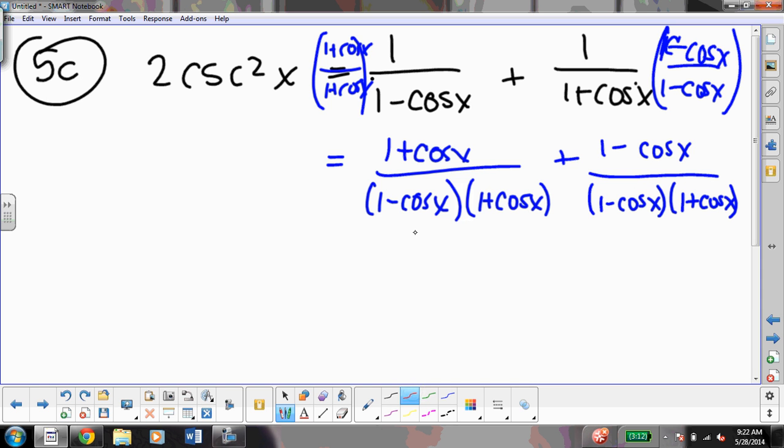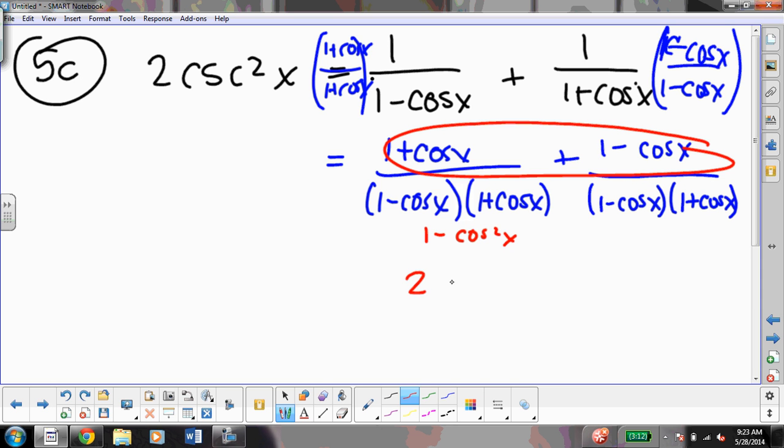The bottom is the difference of squares. When I multiply it all out, I'm going to end up with 1 minus cosine squared of x. 1 minus cosine squared of x is a Pythagorean identity. It's sine squared. So if I combine like terms on top, I have 2 plus cosine minus cosine, which is just going to be 2. And then 1 minus cosine squared on the bottom is the same as sine squared. 2 over sine squared can be rewritten as 2 times the cosecant squared x, which is what we were working for.